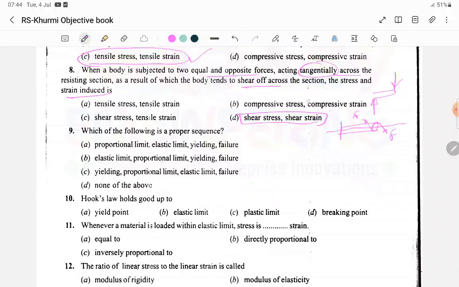Which of the following is a proper sequence? In the stress strain curve of mild steel, if you see it, the points are proportionality limit, elastic limit, upper yield point, lower yield point, ultimate stress and breaking stress. These are the points you will get. So proportionality limit, elastic limit, yield point and failure point. This is correct.